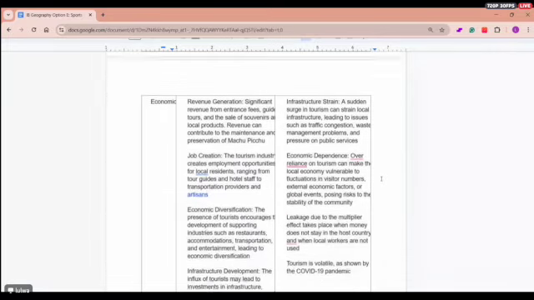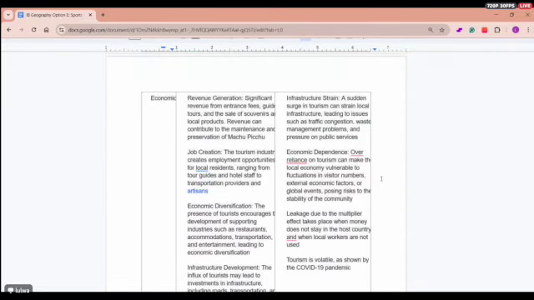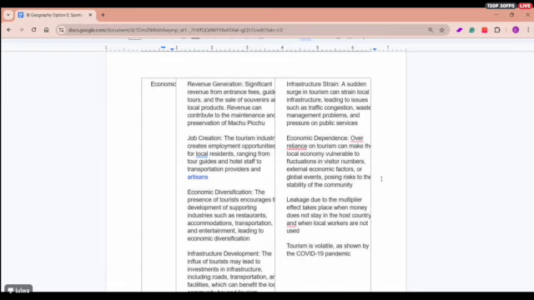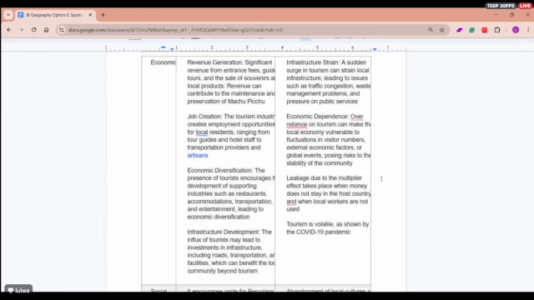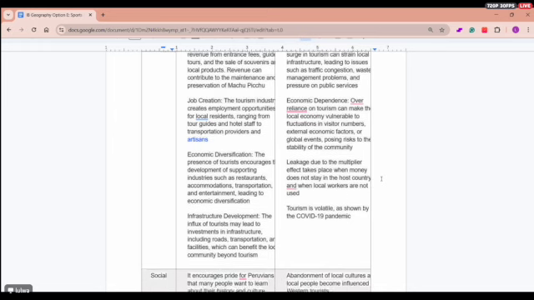So, a good thing about Machu Picchu tourism is that you get a lot of revenue. It's very significant revenue from entrance fees, guide tours, and the sale of souvenirs and local products. And revenue can really contribute to the maintenance and preservation of Machu Picchu. You have job creation, economic diversification, and infrastructure development.